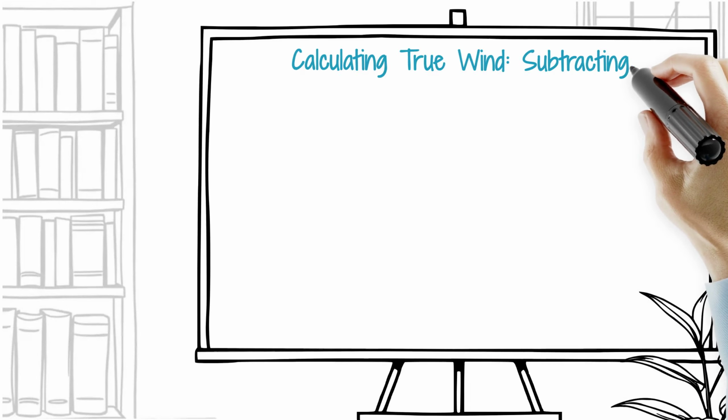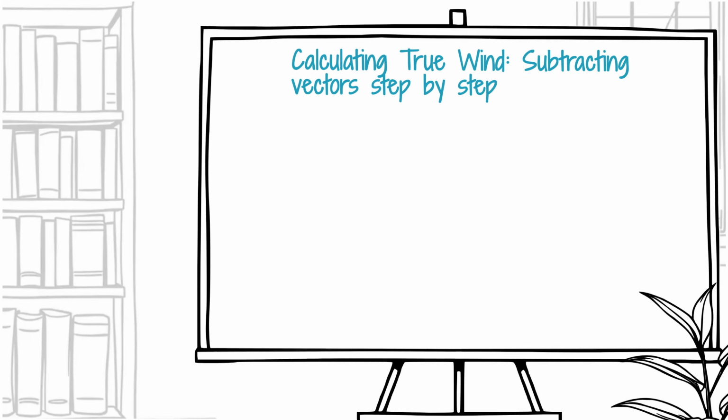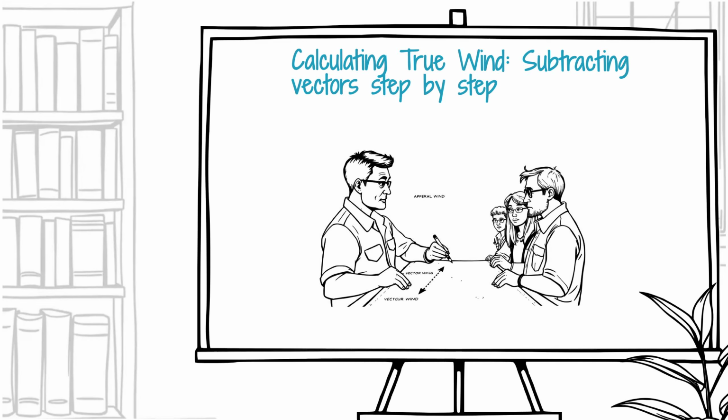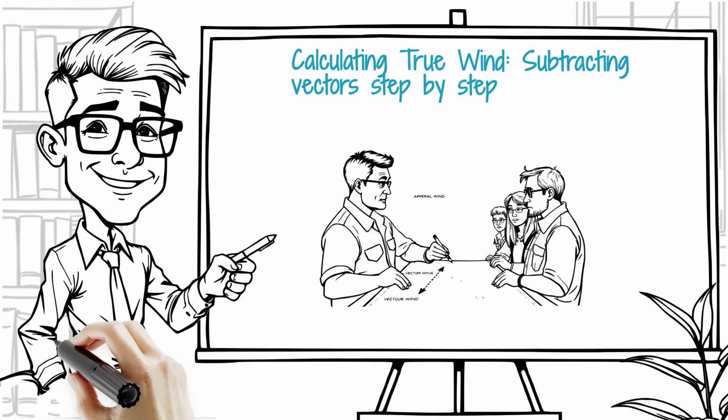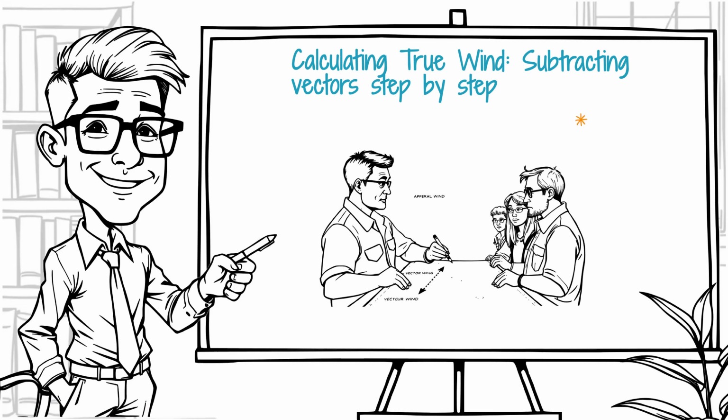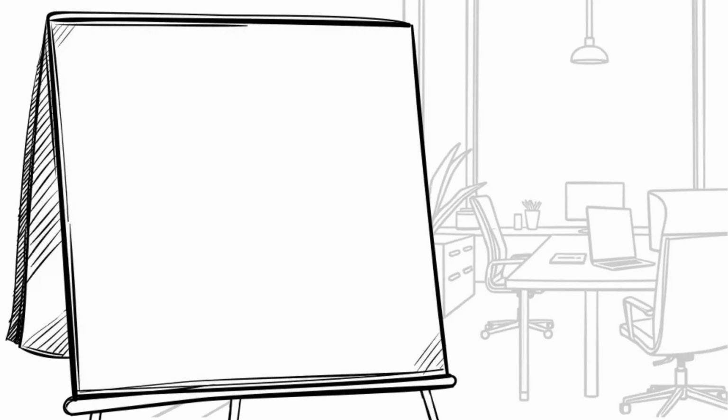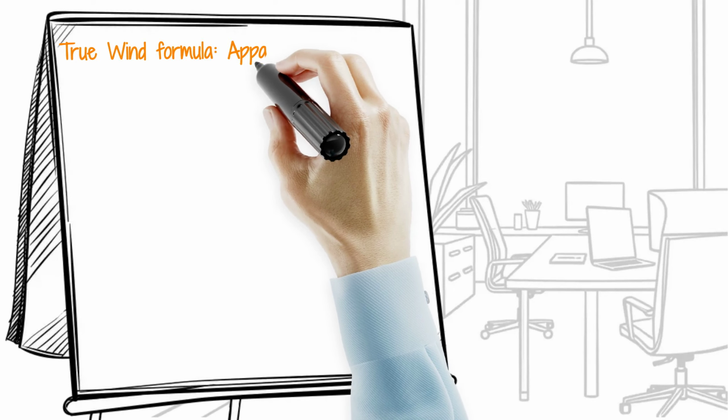Think of it this way. The apparent wind vector is the sum of the true wind vector plus the ship's velocity vector, which is treated as a wind coming from the direction of the ship's movement, known as the boat speed wind. Therefore, the true wind vector is found by subtracting the ship's velocity vector from the apparent wind vector.